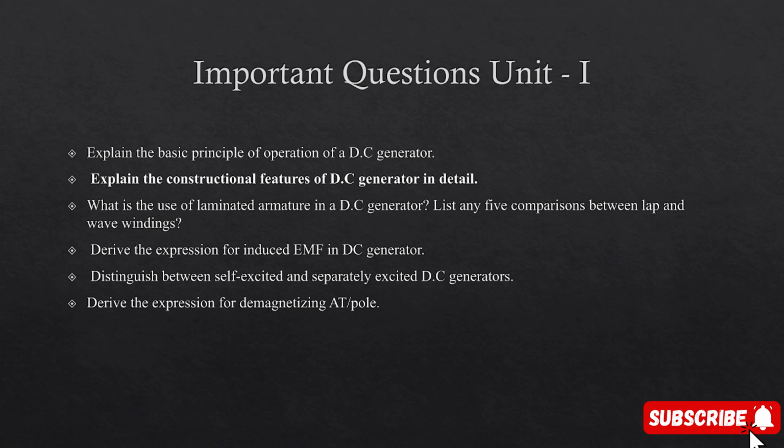So here are the important questions in unit 1. What are the important questions? Basic principles of DC generator. If a theory part is given, then definitely one of these might come in the exam. I am expecting that the EMF of a DC generator might come, or else the principle of operation of a DC generator might come.